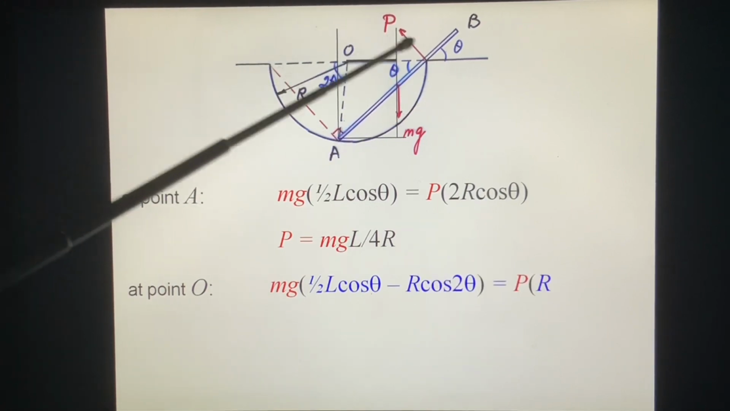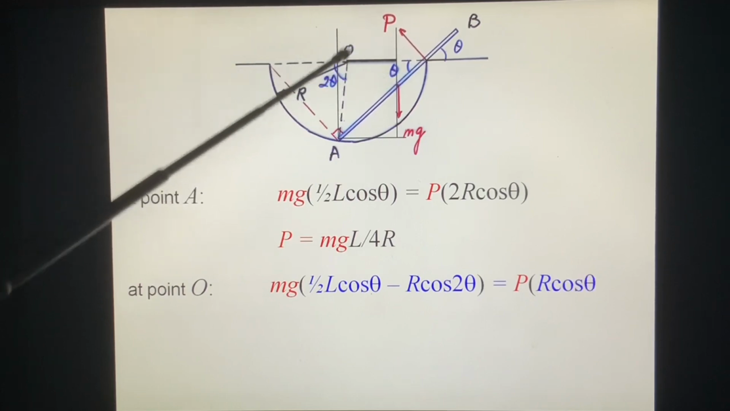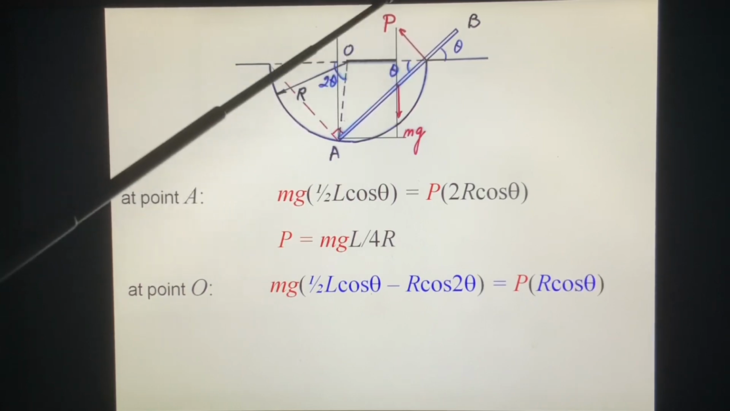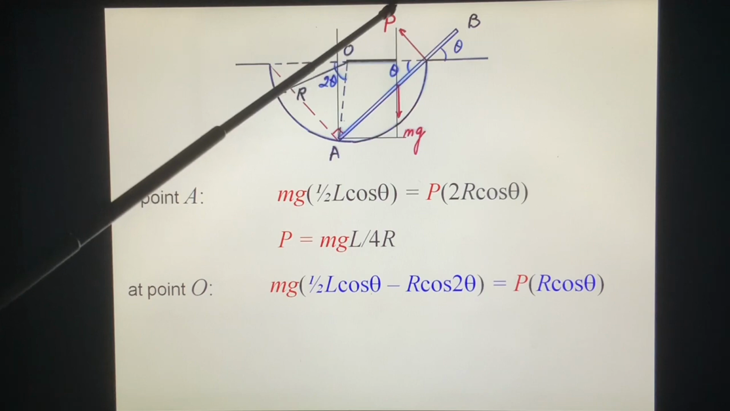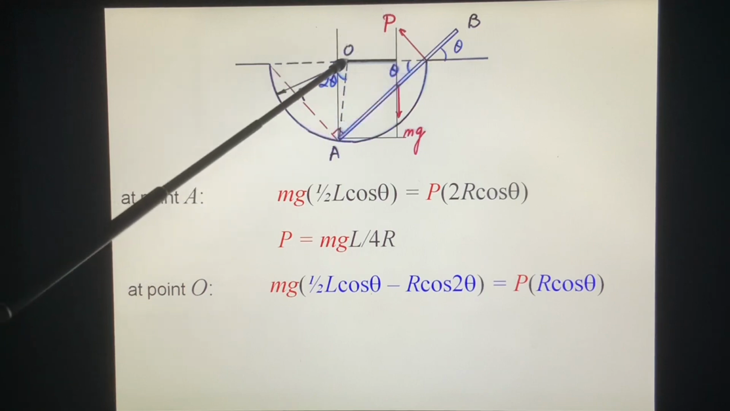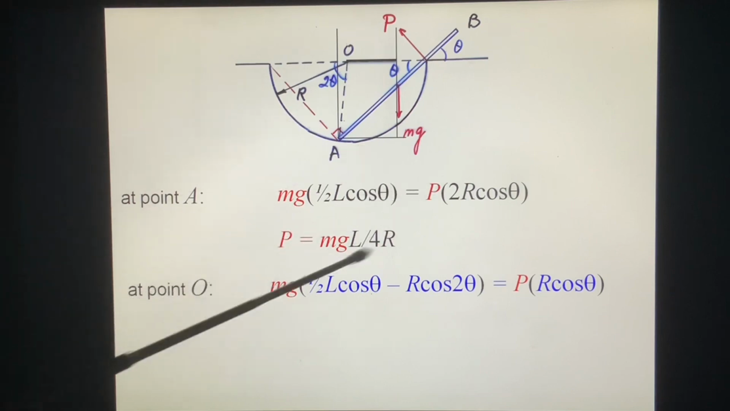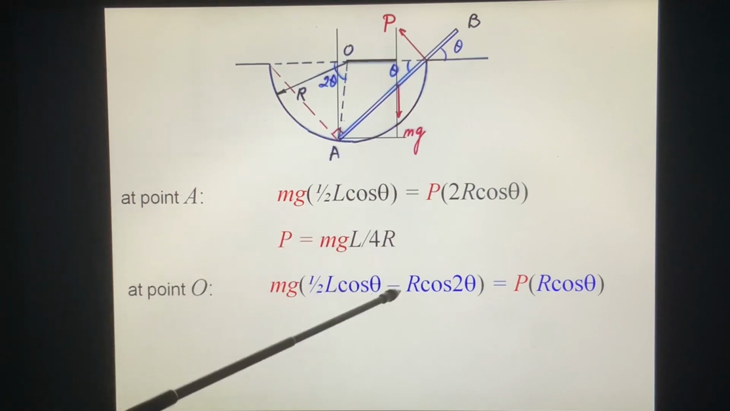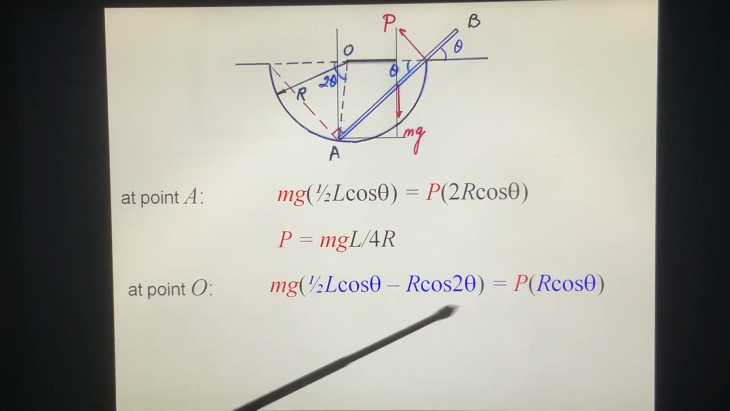P is very simple. Look at this, P is perpendicular. In this triangle, we find this length is equal to r cosine theta. From this equation, we can find P. We put P inside, and we can get the answer for the second part.